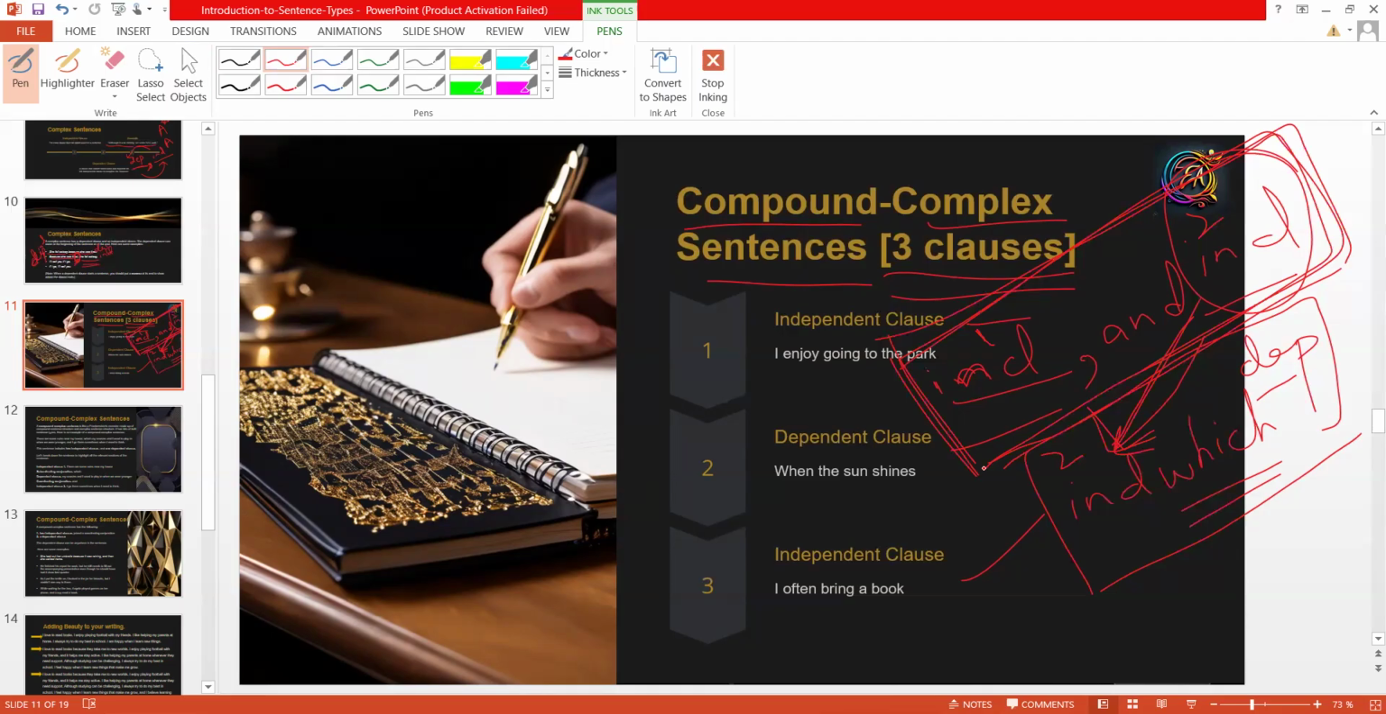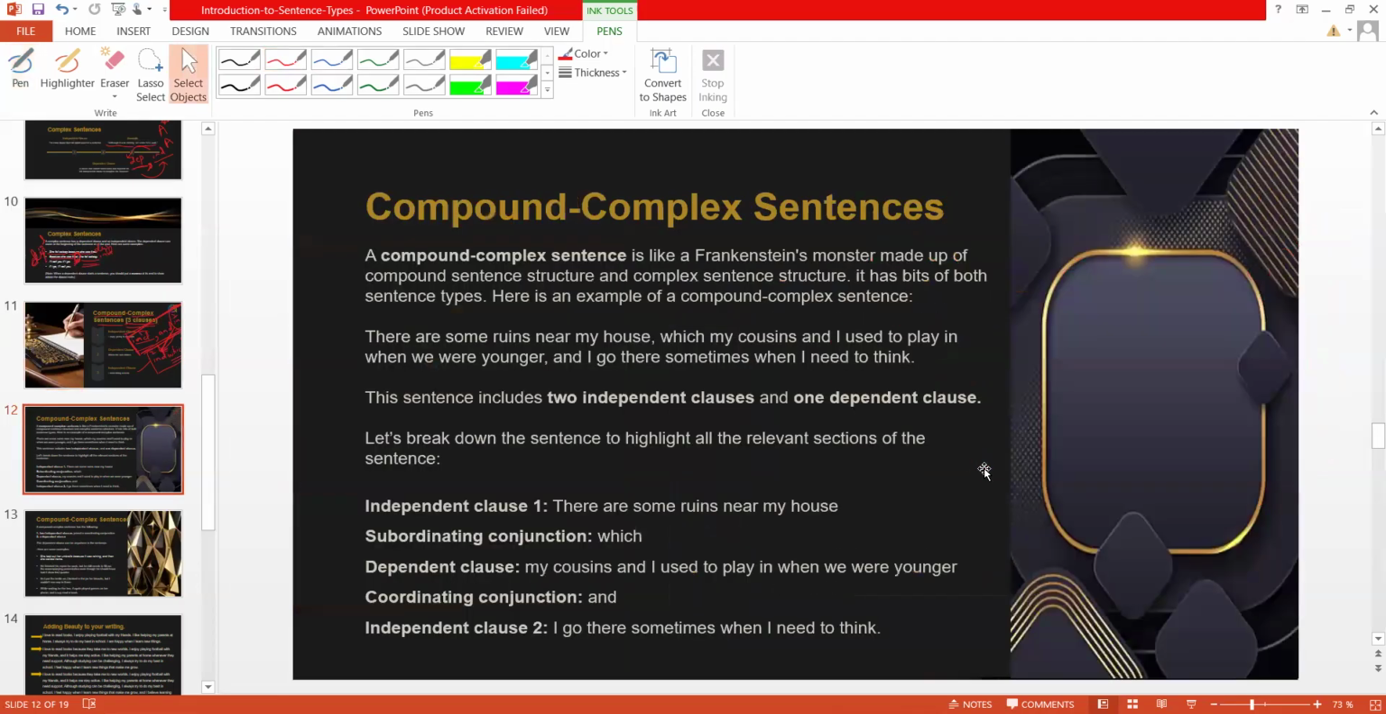Now what we'll have to do is insert a subordinating conjunction and a coordinating conjunction in between to make a complete sentence. There is some complexity when we make these compound complex sentences. Okay, let's go for an example here. Compound complex sentences.